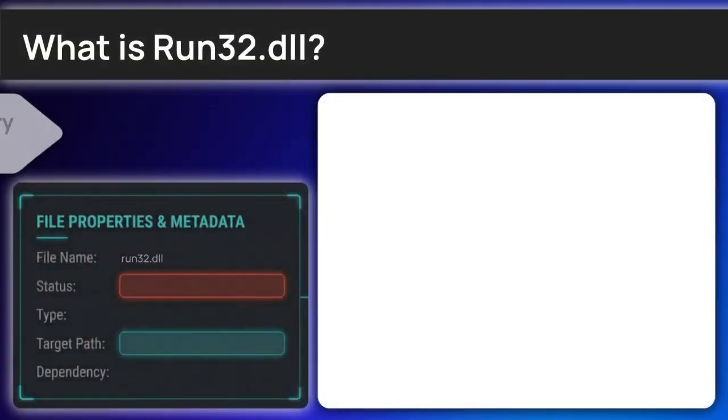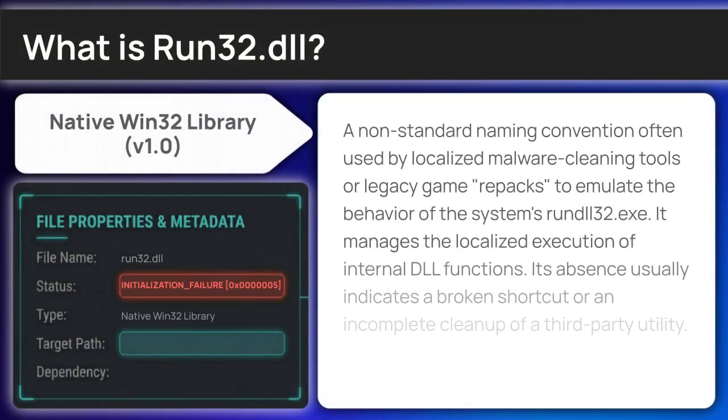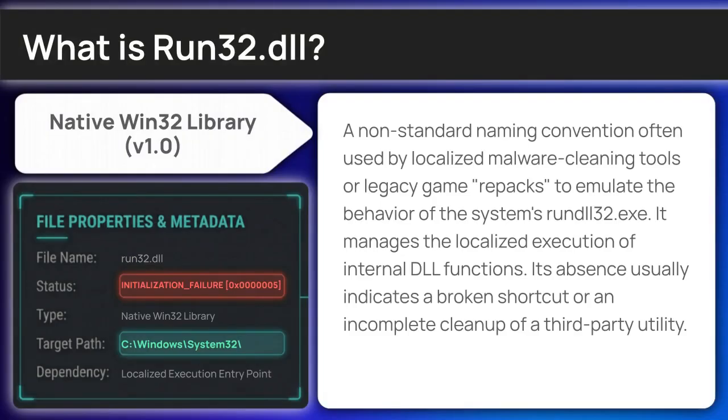This is the Run32 Library, a non-standard naming convention often used by localized malware cleaning tools or legacy game repacks to emulate the behavior of the system's run32.exe. It manages the localized execution of internal DLL functions. Its absence usually indicates a broken shortcut or an incomplete cleanup of a third-party utility. Since we've covered what this file is, let's move to the primary fix.